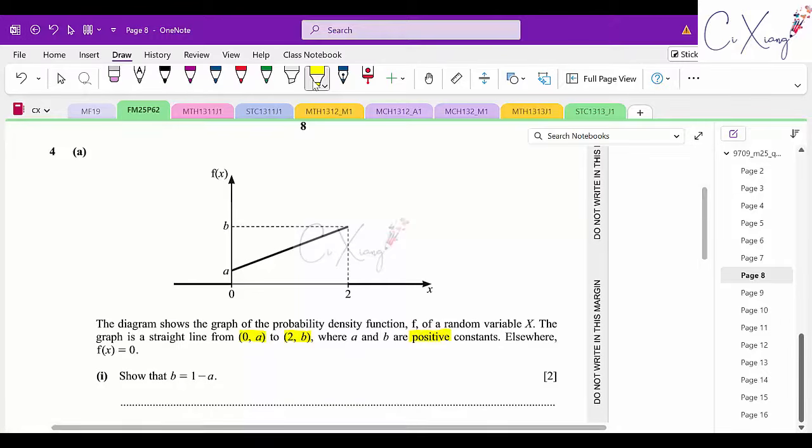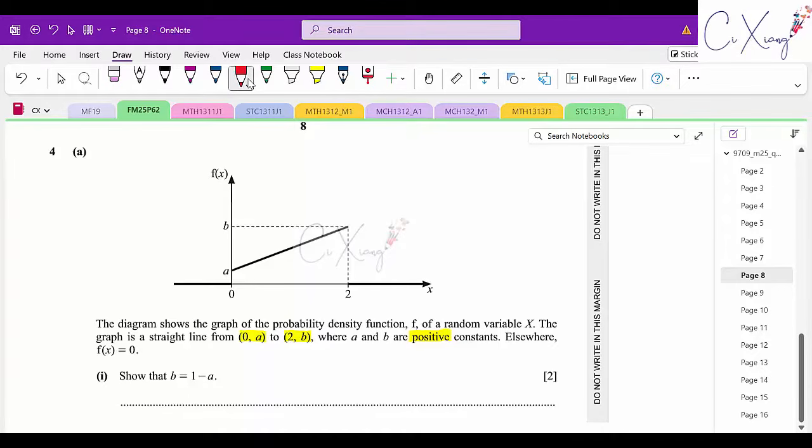I think this word positive is important. Elsewhere, f(x) equals 0. The first question wants us to show that b equals 1 minus a. To prove that, let us have a look at some basic knowledge on the probability density function first.